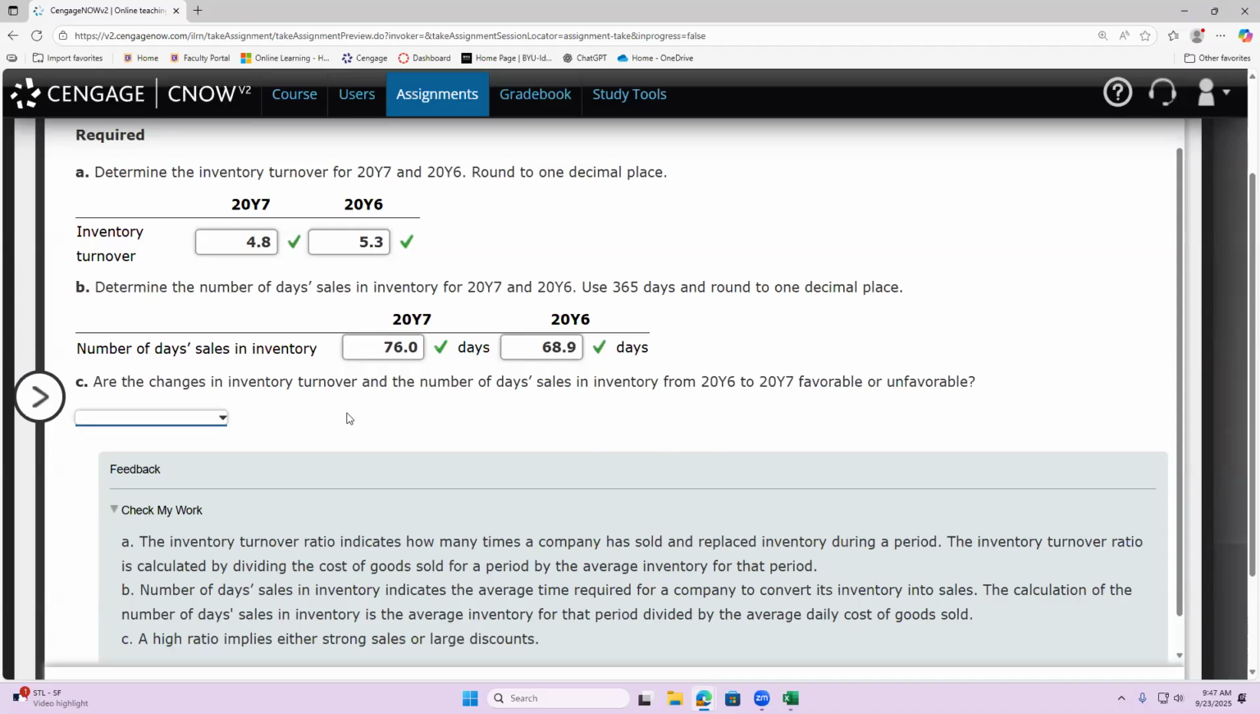Okay. So are the changes in inventory turnover and the number of days sales in inventory favorable or unfavorable? I'm going to say they're unfavorable because it's taking us longer to sell stuff year over year.